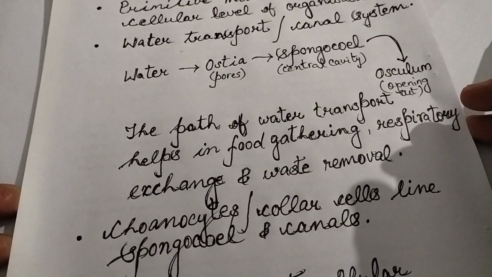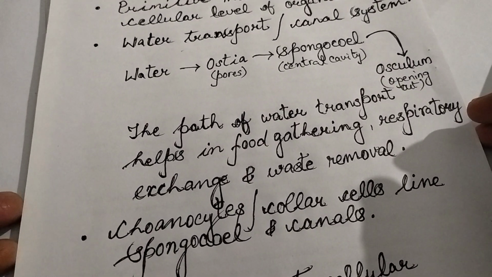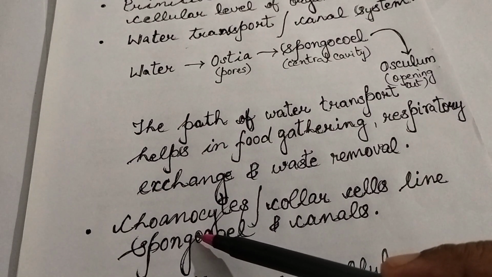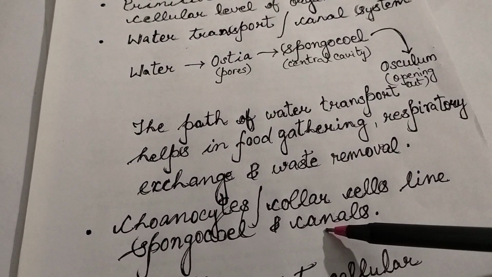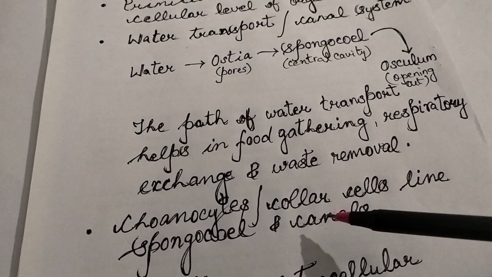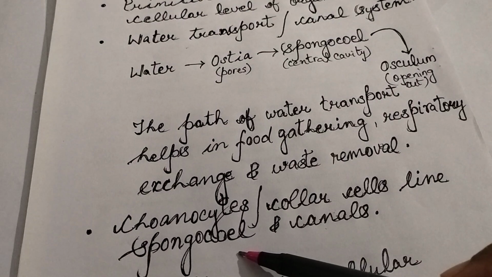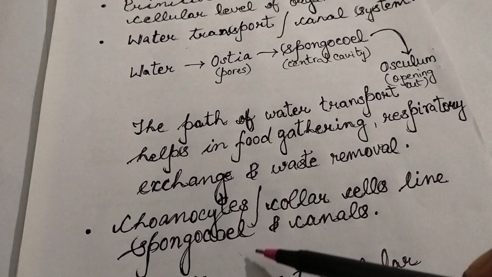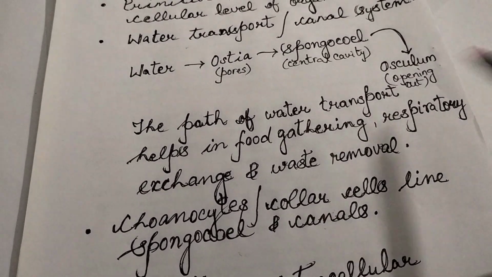Now poriferans have specific cells called collar cells or choanocytes. These specific cells line, meaning cover, the spongocele and the canals. Those cells are called choanocytes or collar cells.